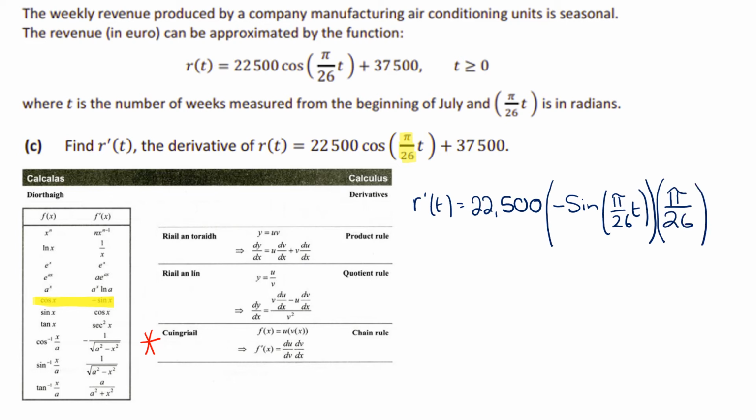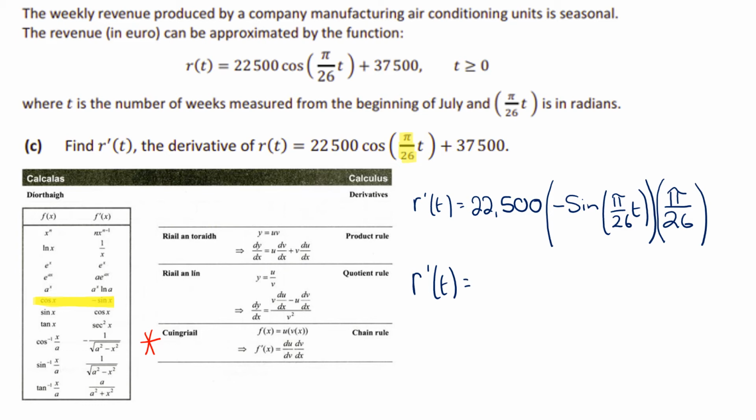We're probably more used to seeing it like cos of 3x. So cos goes to minus sine of 3x, but then we multiply the whole thing by a 3. So just that pi over 26 to be multiplied in. Now, what happens to 37,500? Well, that's a constant, and constants disappear.